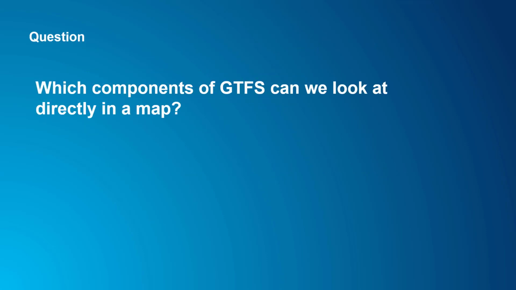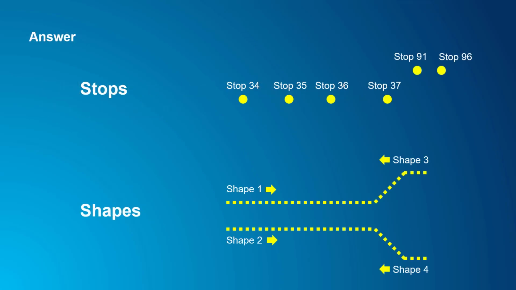Question: which components of GTFS can we look at directly in a map? Answer: the stops and the shapes. The stops.txt and shapes.txt files contain the only geographic components of a GTFS dataset. Note that we can visualize shapes, not routes. Routes in GTFS are a conceptual category.